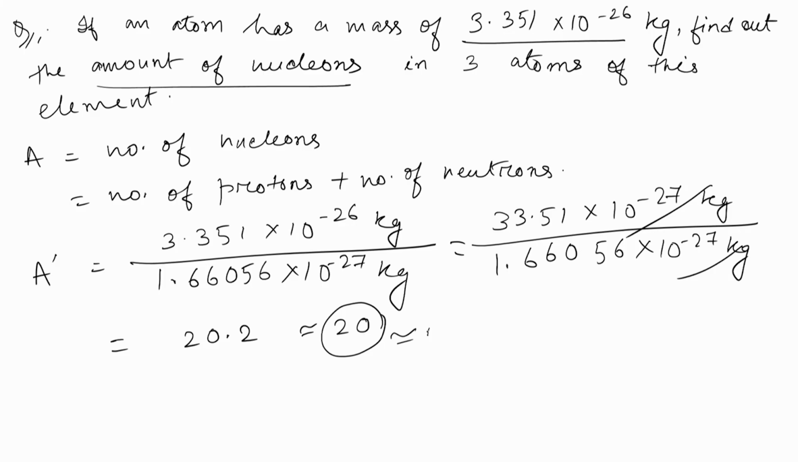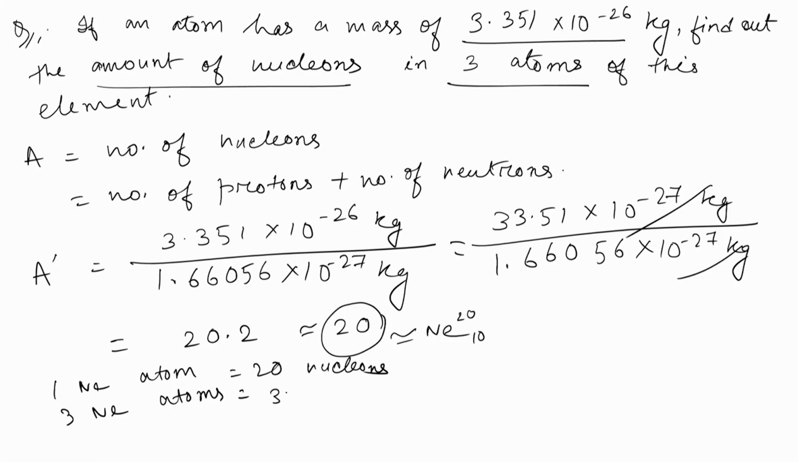So, we are actually talking about the neon atom. Neon has an atomic number of 10 and a mass number of 20. So, one neon atom has 20 nucleons. We need to find for 3 neon atoms, right? So, 3 into 20 equals 60 nucleons.